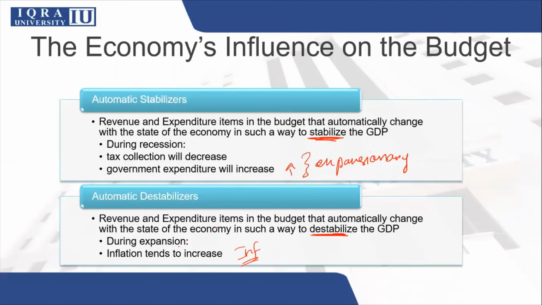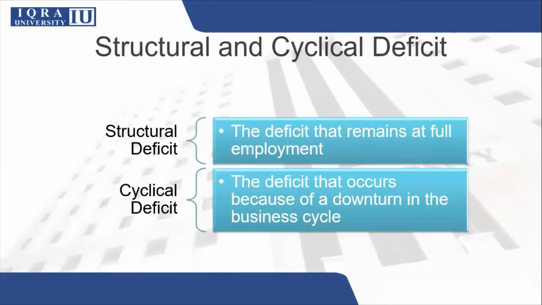Now, moving ahead, the last thing that is important in your fiscal policy is that there are two types of deficits. One is structural and one is cyclical. The structural deficit is a deficit that remains at full employment. So it is basically something that is inherent in the economy. So it's in the structure. In order to remove this kind of a deficit, the country needs reforms that will change the structure of the economy. So they will have to focus more on the supply side.